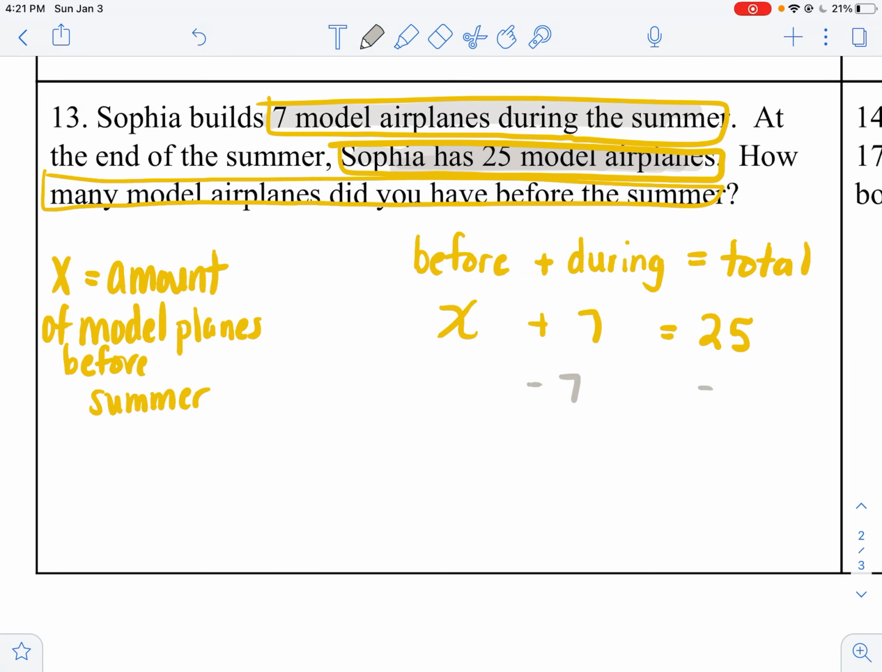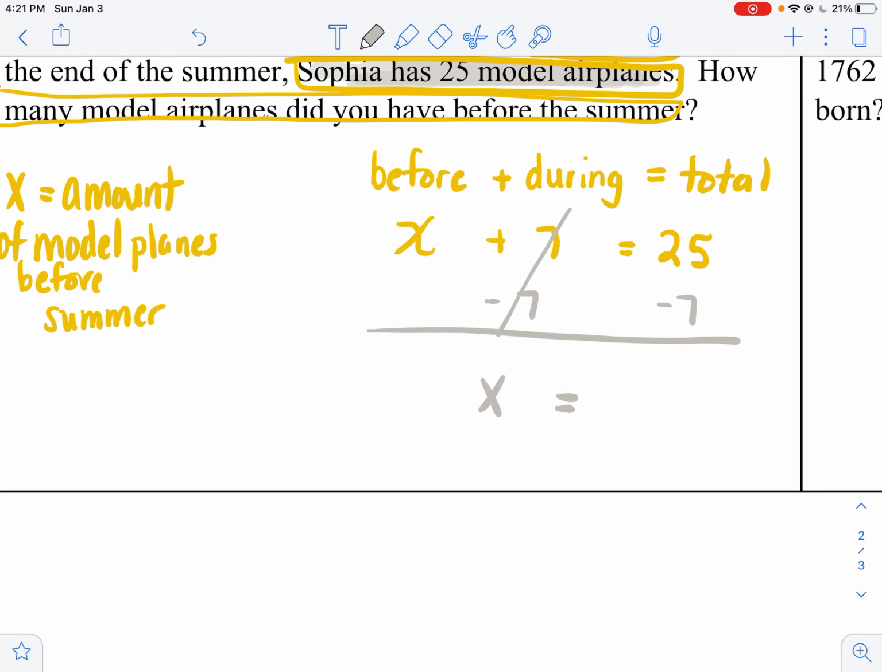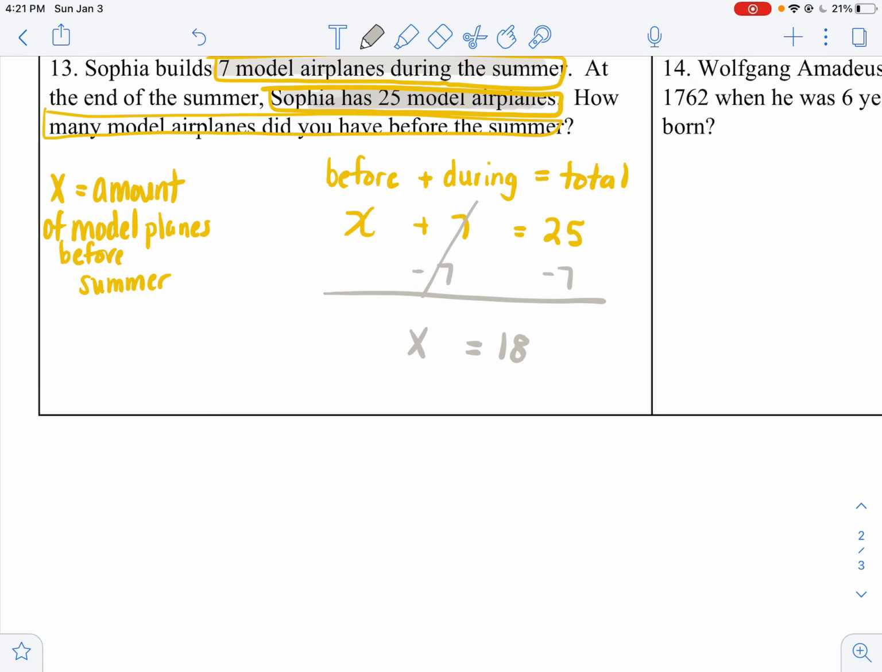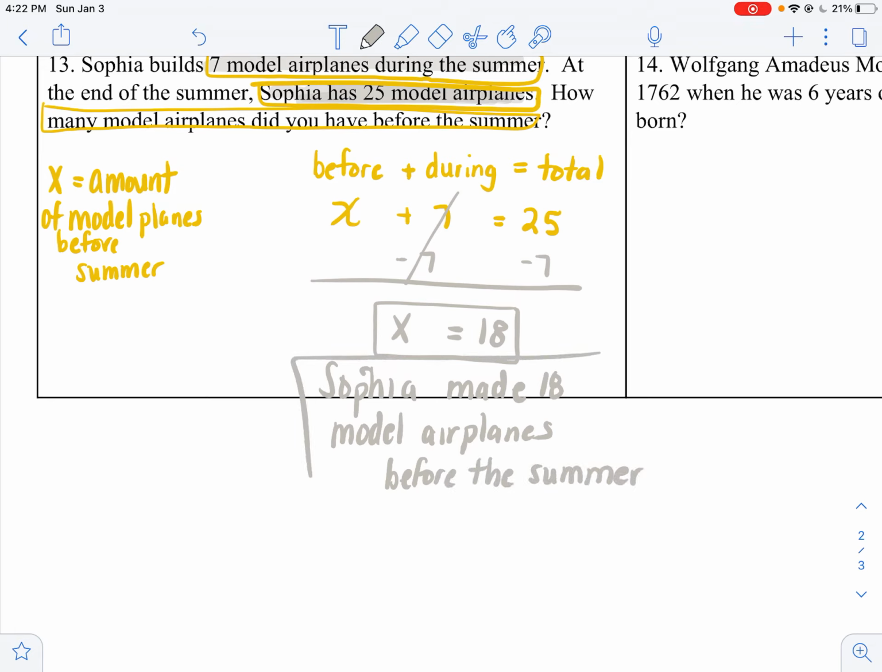Now, to solve our equation, we subtract 7 on both sides to find out x equals 18. Okay? Now, you would never say x equals 18 to somebody, right? That is our answer to our equation, but we should write a little sentence. Sophia made 18 model airplanes before the summer. And that is our final answer.